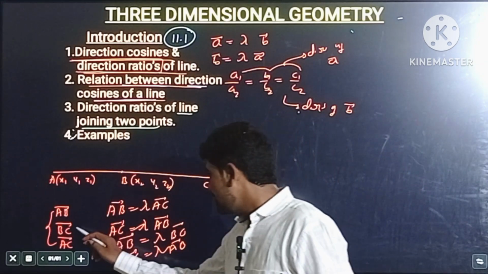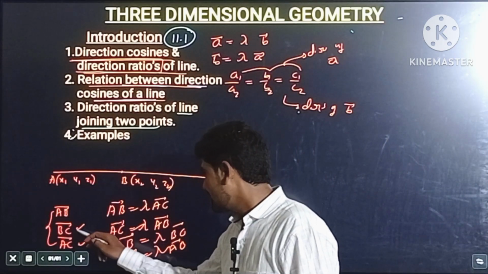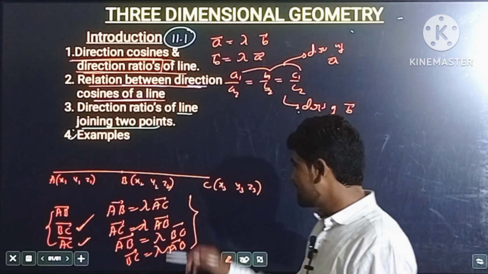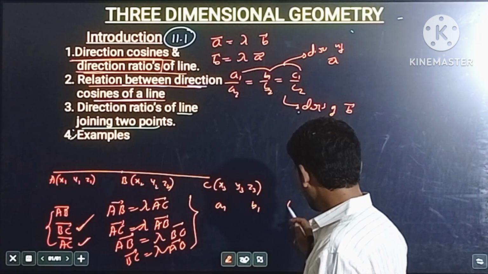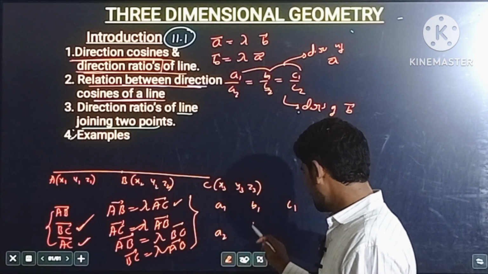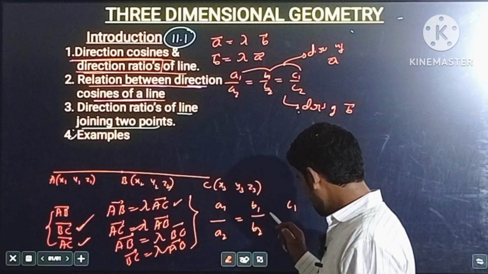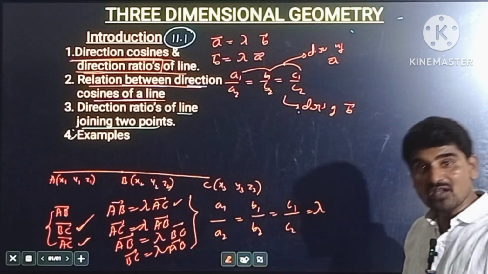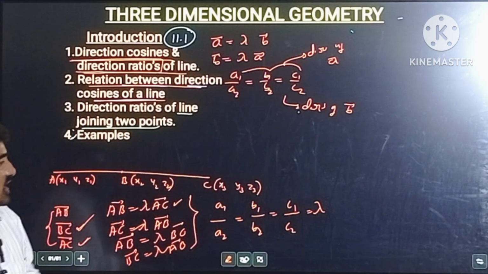Or you may consider BC vector is equal to lambda times AC vector, or AC vector is equal to lambda times BC vector. Or in other words, let us consider the direction ratios of AB vector is A1, B1 and C1, and direction ratios of AC vector is A2, B2 and C2. So if you proved A1 by A2 equal to B1 by B2 equal to C1 by C2 equal to one constant value, then also these 3 points A, B and C are collinear. I hope all of you understood.